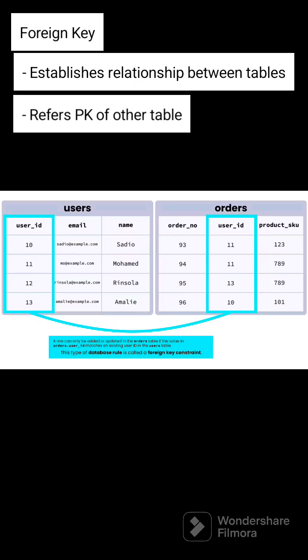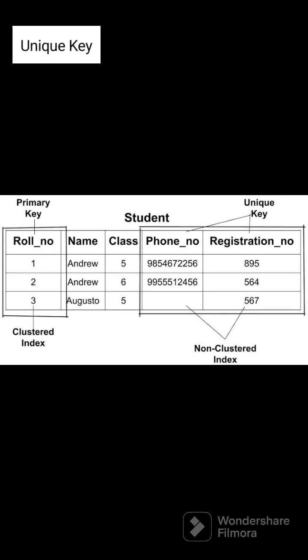If you see the user ID in the order table, there are three unique values, 11, 13 and 10, and the same values are present in the user ID of the user table. This is to ensure that a foreign key can only contain values that are present in the primary key of another table. This is how a foreign key works and establishes a relationship. One more thing to observe here is that a foreign key can either have a null value or a value which is present as a primary key in another table.